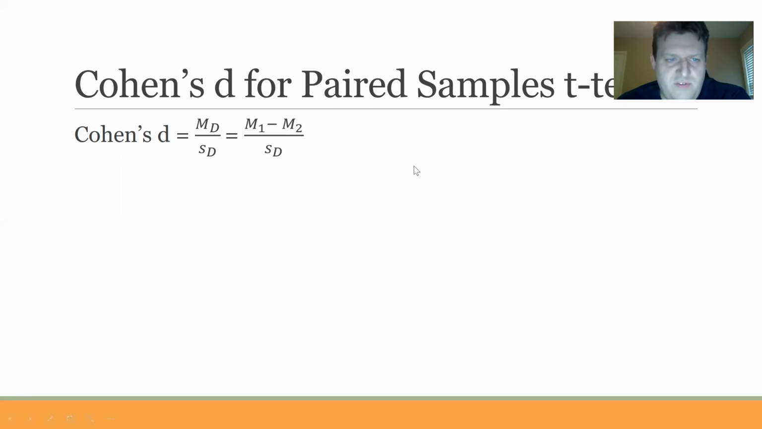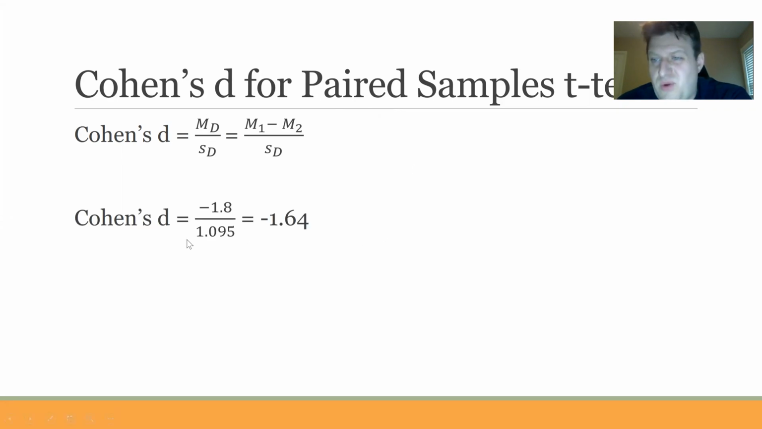So let's do that for us. I'm just going to take the square root of the variance, and I find that it's 1.095. Again, the average difference score is negative 1.8. When I do that math, I get negative 1.64. That's a very large effect size. And as I mentioned before, the sign of Cohen's d just tells you the direction of the effect. If you report your means, you don't necessarily need this to be negative or positive. The sign doesn't matter as long as you know the direction of the effect. So I could write this as positive 1.64 and it'd be perfectly fine.